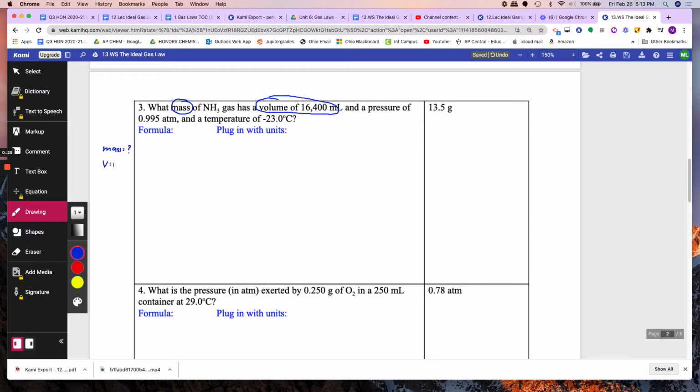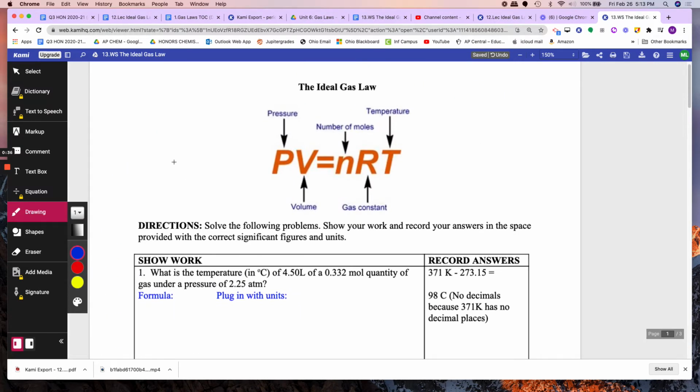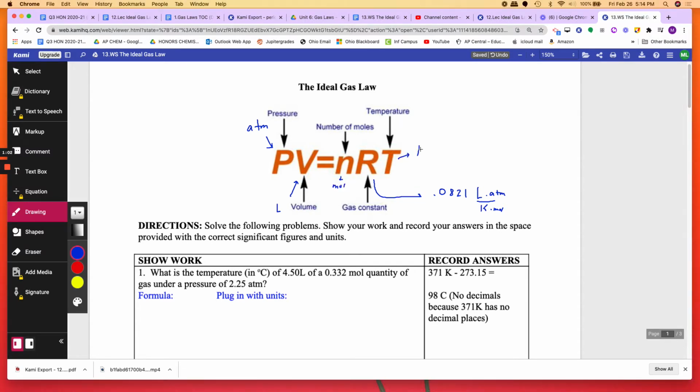Has a volume of 16,400 milliliters. Okay, so I already know that I should convert that to liters because it says here the universal gas constant is 0.0821 liter ATM per Kelvin mole, which means the pressure better be in ATM, the volume needs to be in liters to cancel this L right here. Moles is MOL, R is that unit, and temperature must be in Kelvin.